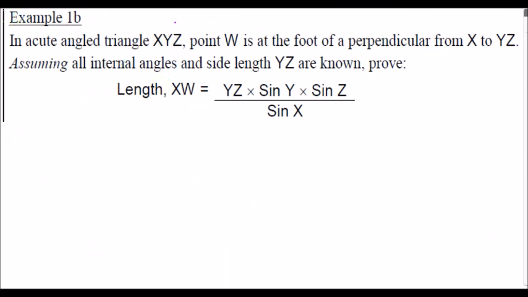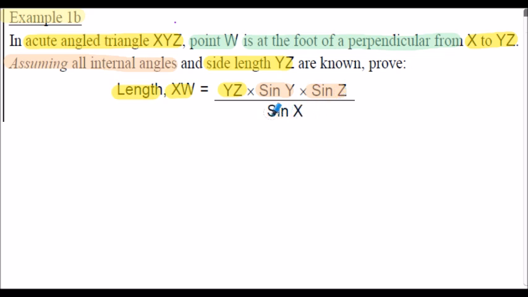Let's consider example 1b. In the acute angled triangle XYZ, point W is at the foot of the perpendicular from X to YZ. Assuming that all internal angles of the triangle and side length YZ are known, we've got to prove the formula shown here for length XW, which is equal to YZ multiplied by sine Y multiplied by sine Z, all divided by sine X.